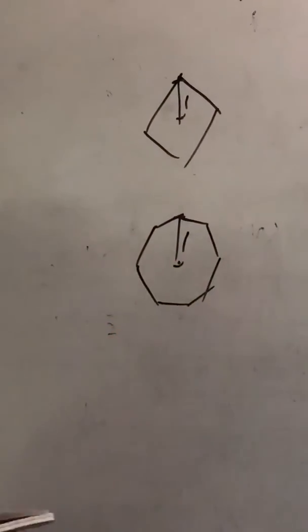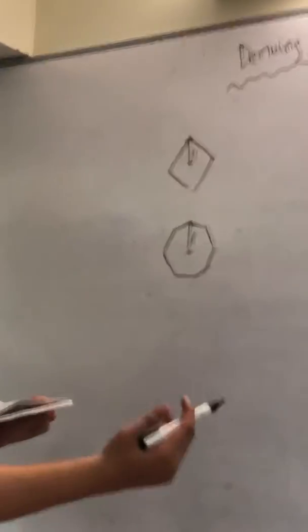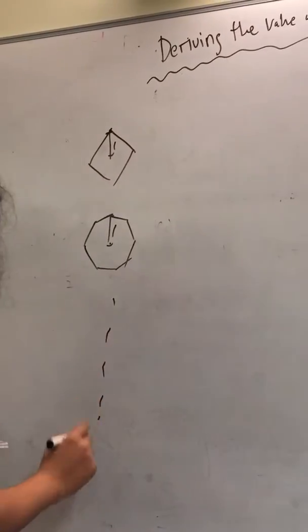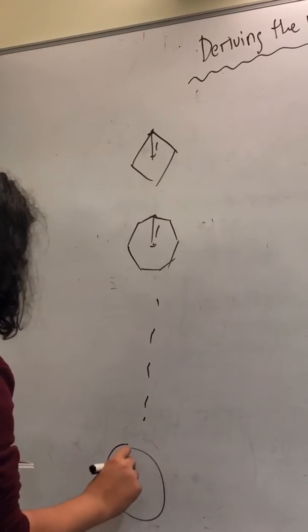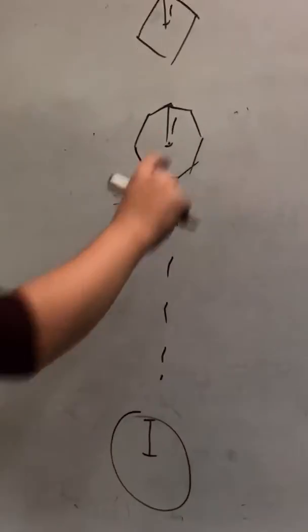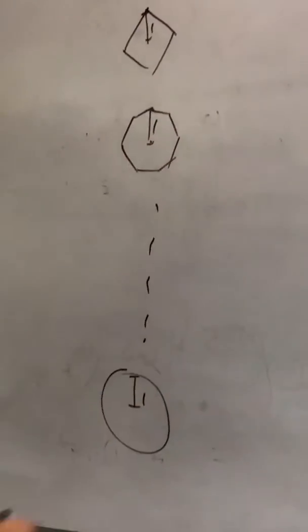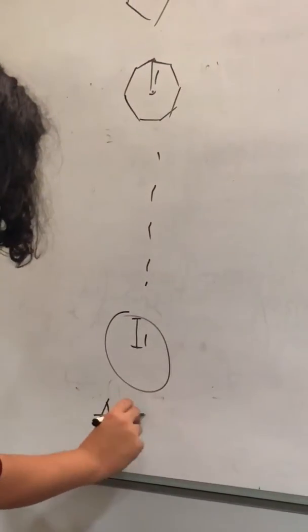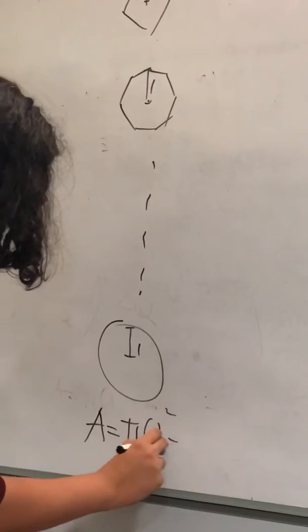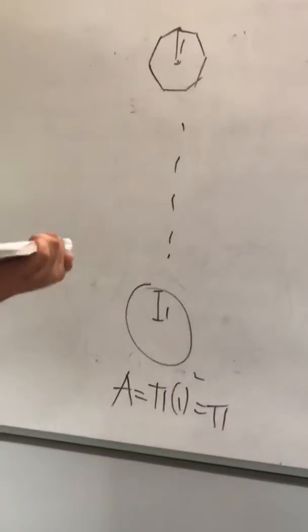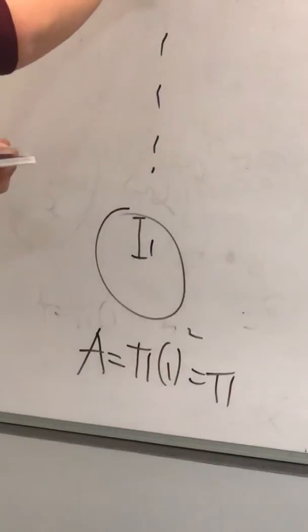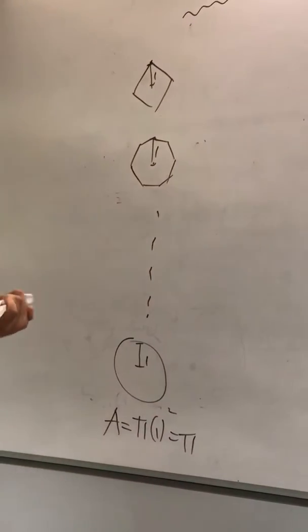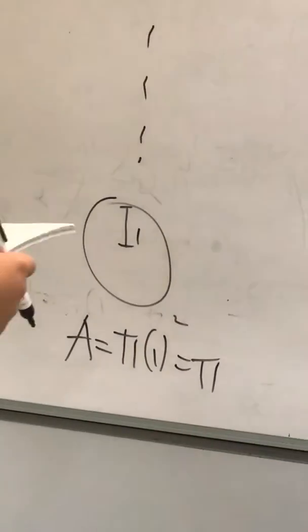We can have 16 sides, 32 sides, 2 to the n sides, such that n is greater than or equal to 2. And we keep going until we have a perfect circle. See how that works? Just keep expanding this, and that's 1. What is the area of the circle? A right here is just equal to pi times 1 squared, which is equal to pi. Right? We know that. So if we can find the area of this polygon as it approaches infinity, we can derive a value for pi.